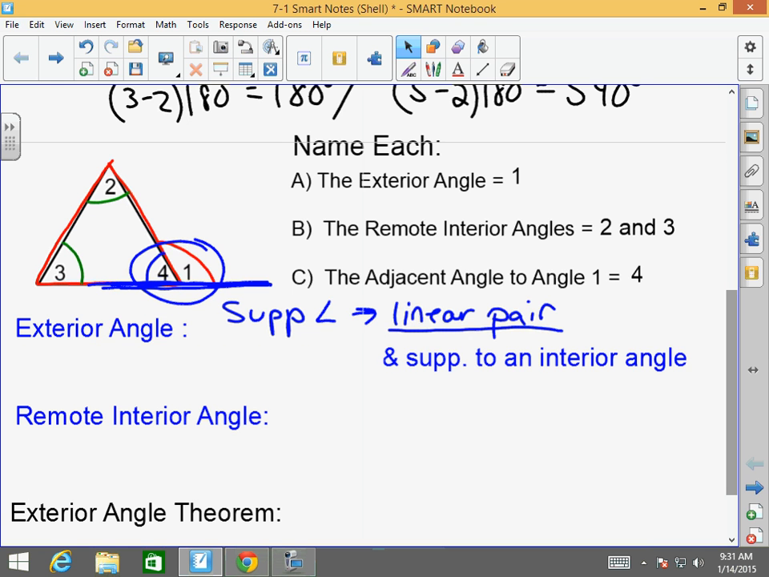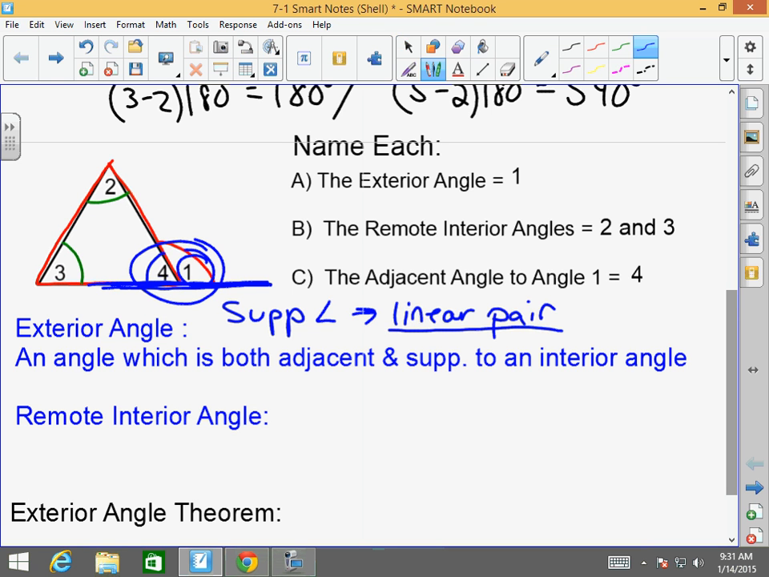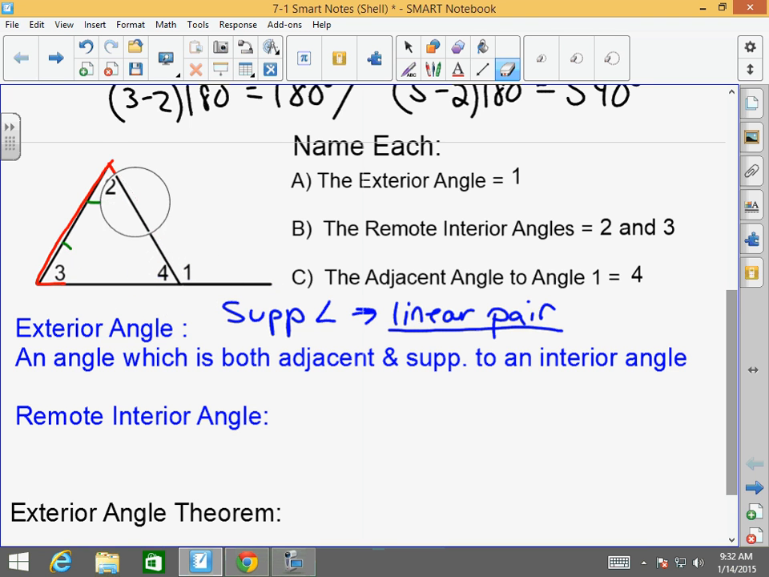So the exterior angle, gentlemen, is an angle which is both adjacent and supplementary to an interior angle. It has to be angle 1 because angle 1 is adjacent to angle 4 and it's also supplementary to angle 4. So the angle that is both adjacent and supplementary to an interior angle is the exterior angle.